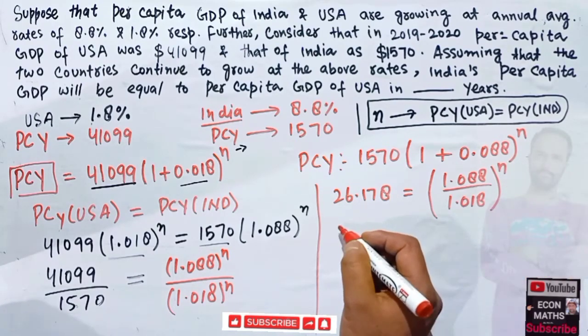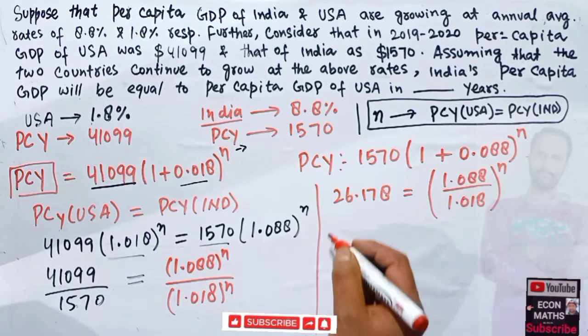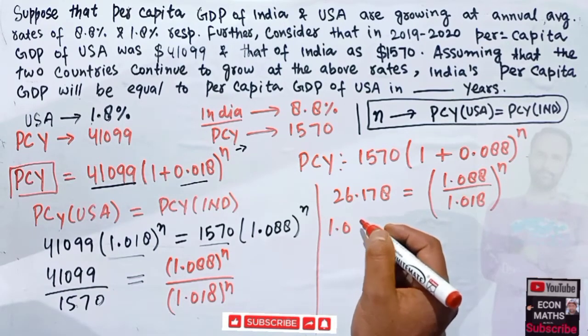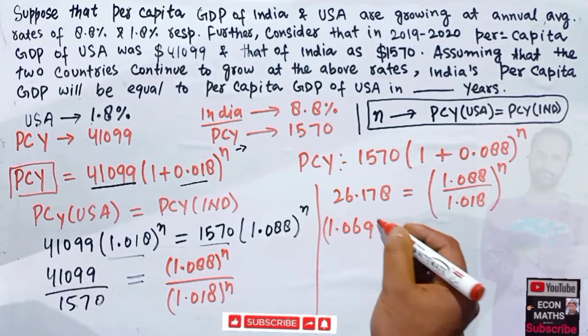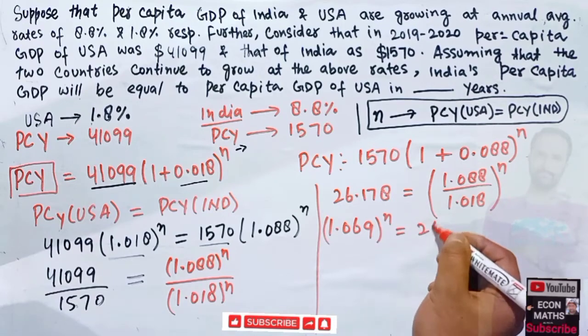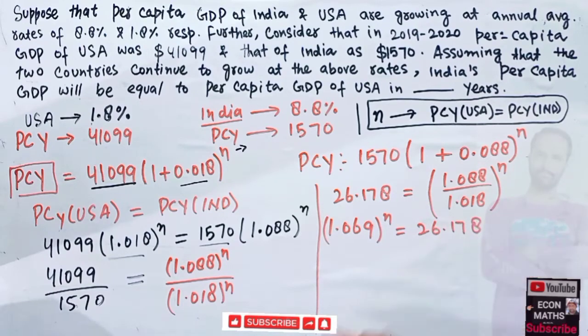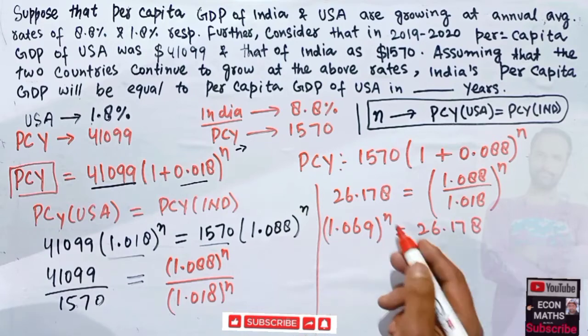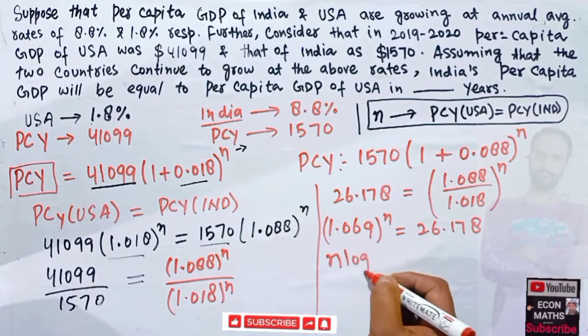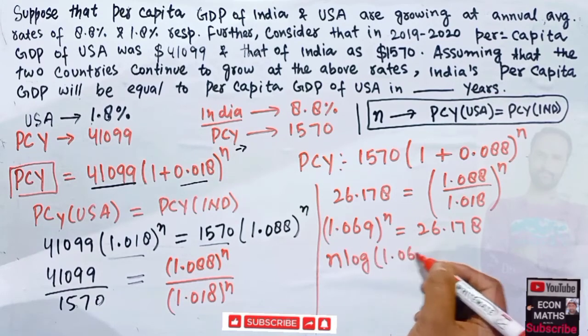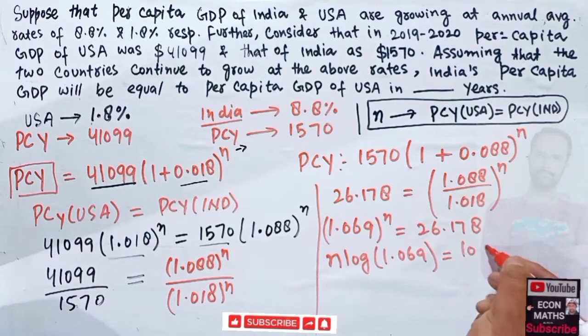Okay, if we divide this, we have 1.069 raised to the power n is equal to 26.178. Now we take a log on both sides. That means this n will become a coefficient, so we have n log 1.069 is equal to log of 26.178.